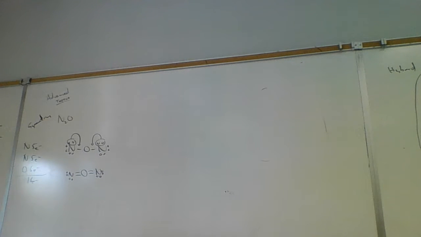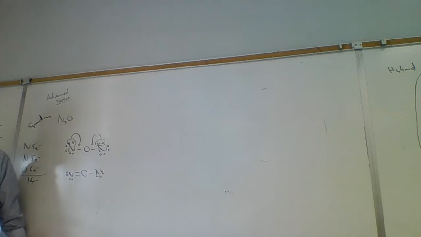Well, it looks good from an octet standpoint, but how many bonds does oxygen usually like to make? 4? 2. And so something's going to be weird about this. What's weird about this? You tell me. I've seen oxygen make 3 bonds, no big deal. It's got a positive charge, but if oxygen makes 4 bonds, what's the charge on that oxygen?